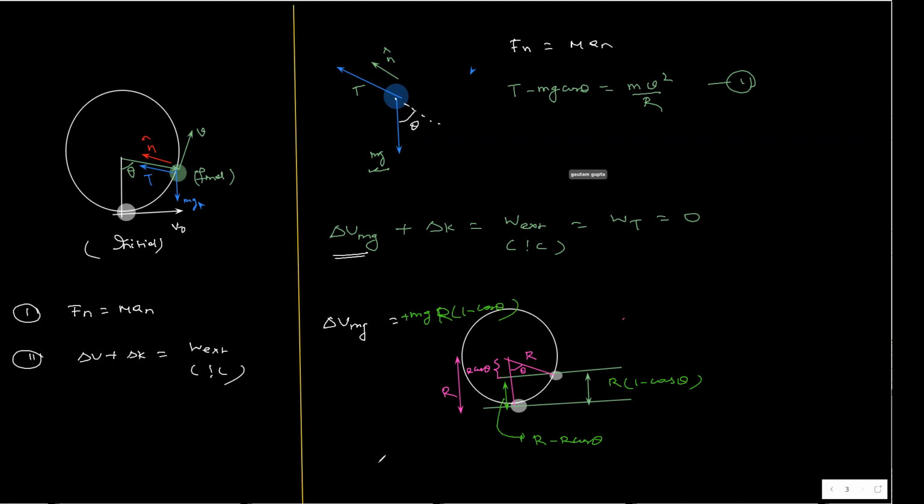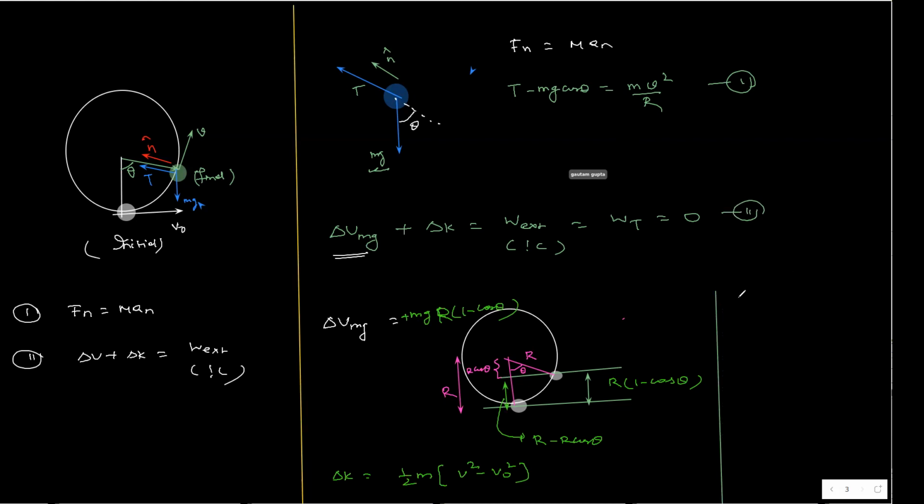Okay. This is delta U, mg. What is delta K? Delta K is half m, final velocity v squared minus initial velocity v naught squared. So this way you will find delta K. Now if you put both in equation 2, so this is your equation 2.